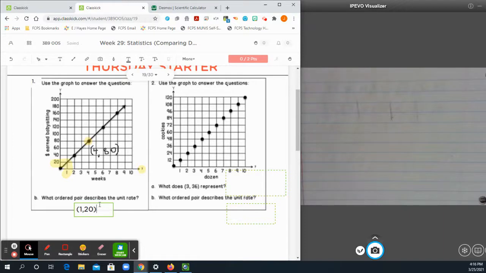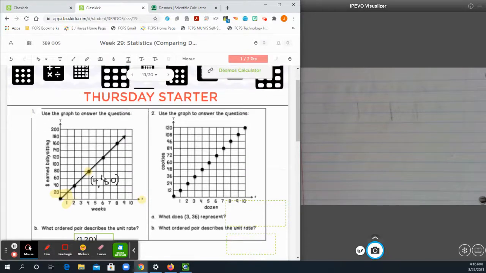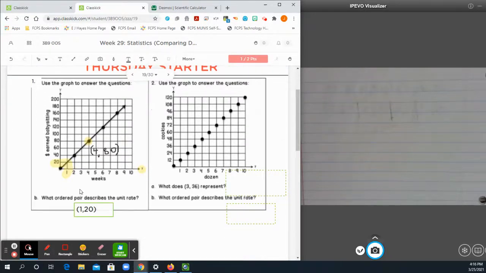Now, what does that really mean? Well, you look at the axis labels. It says the 20 represents dollars earned babysitting, and the bottom means weeks. So if we're talking about unit rate, we have $20 per 1 week of babysitting. That is a unit rate, and that's why that works.